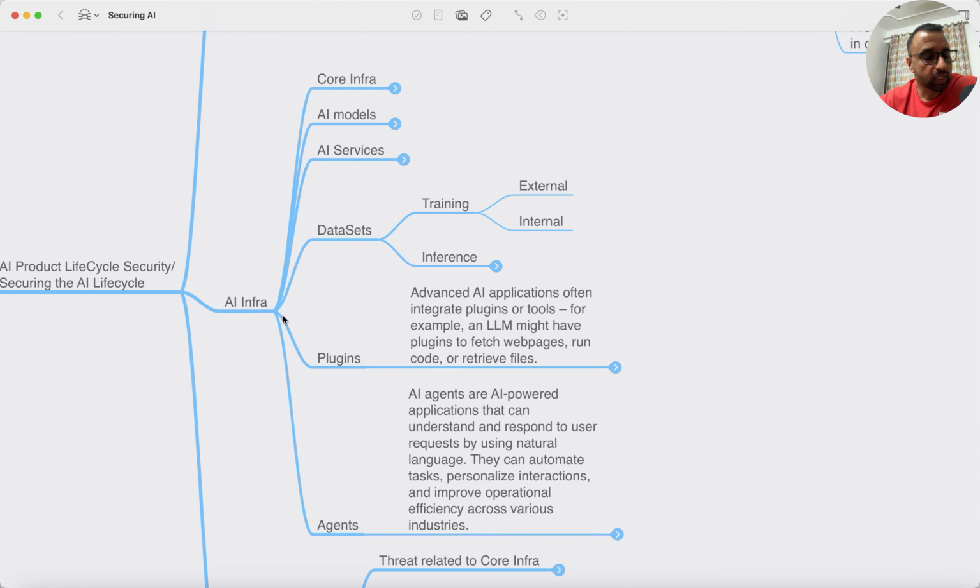Now, to get into the threats, let's understand the AI infra. Now, this is where the real content starts. Okay, so be very, very clear. I'm going to share the mind map on my Google Drive link anyways, but please take notes.